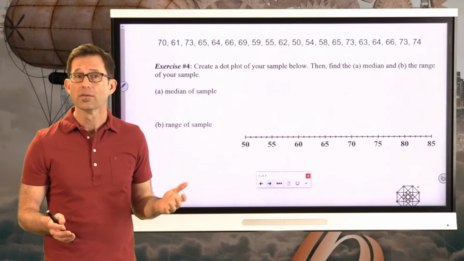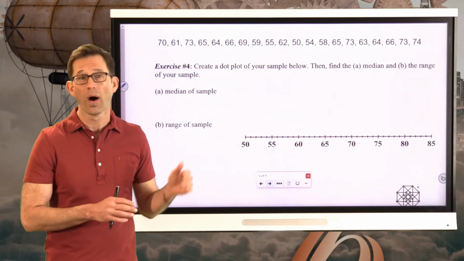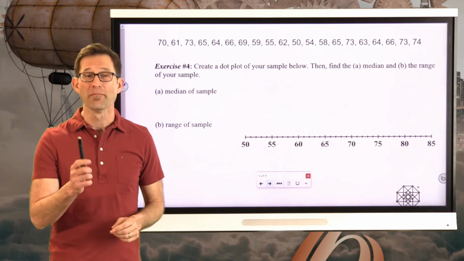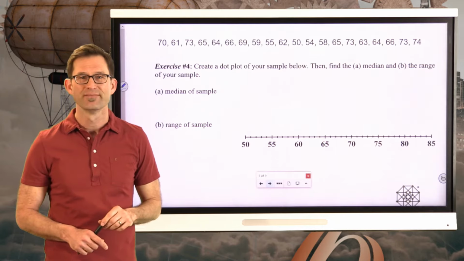But that's okay, right? I will show you a few other ones as we go on, but this is the one for those born on a 28th. All right, pause the video now and go ahead and make the dot plot, find the median, and find the range.